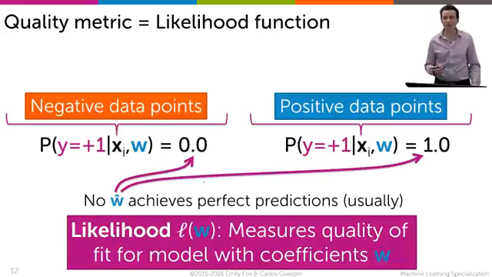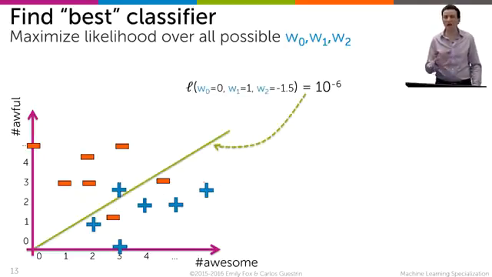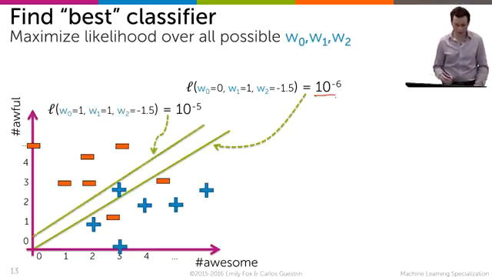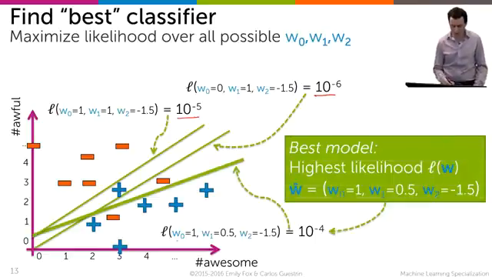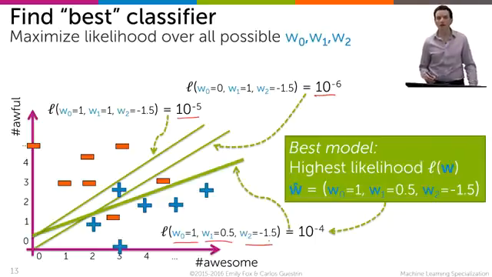Now, if I have the likelihood function, I can evaluate multiple lines or multiple classifiers. So for example, for the green line here, the likelihood function might have a certain value, let's say 10 to the -6. While for this other line, where instead of having W0 be 0, now W0 is 1, but the W1 and W2 coefficients are the same, then the likelihood is slightly higher, 10 to the -6. But for the best line, which maybe sets W0 to be 1, W1 to be 0.5, and W2 to be -1.5, then the likelihood is the biggest, which in this case is 10 to the -4.